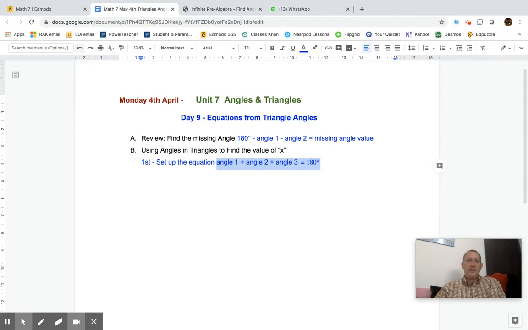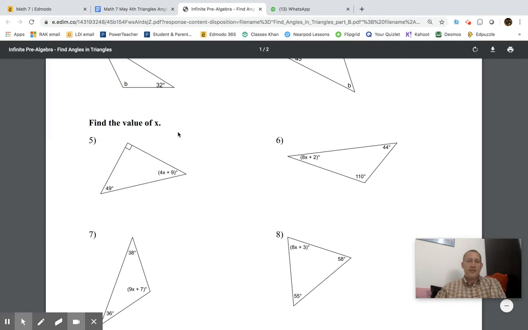See, angle 1 plus angle 2 plus angle 3 equals 180. The second thing you want to do is look and see if there are any like terms and combine like terms. That's going to make things a lot simpler. So for this problem, like terms would be the 90 and the 49 and the 9.